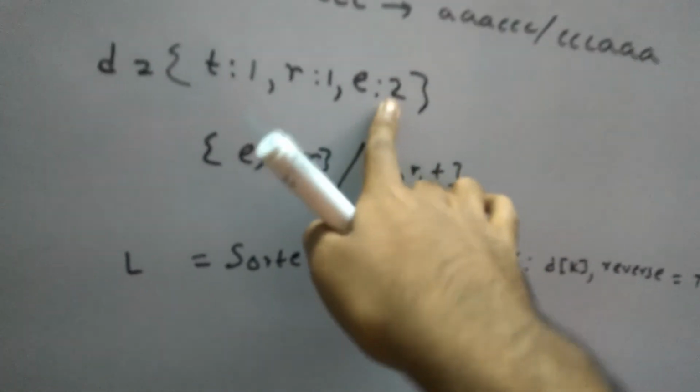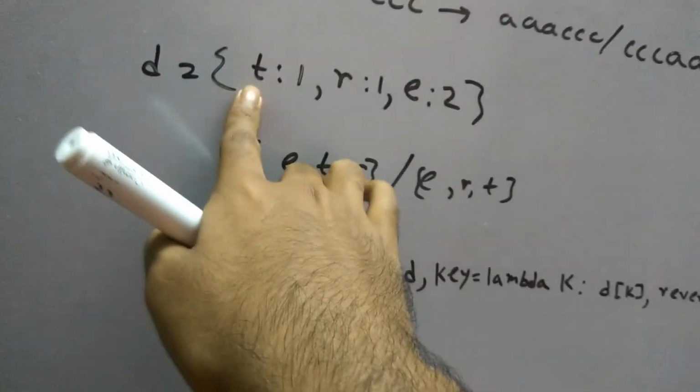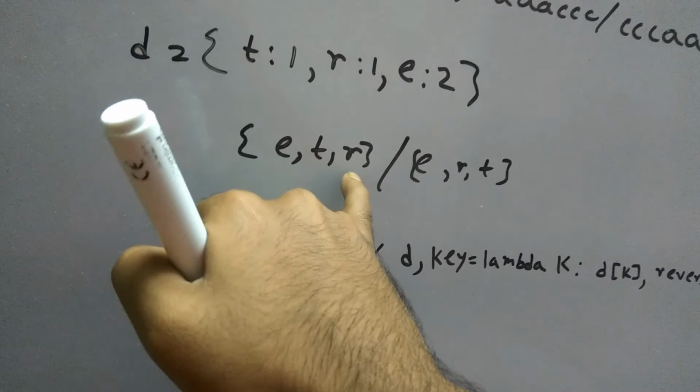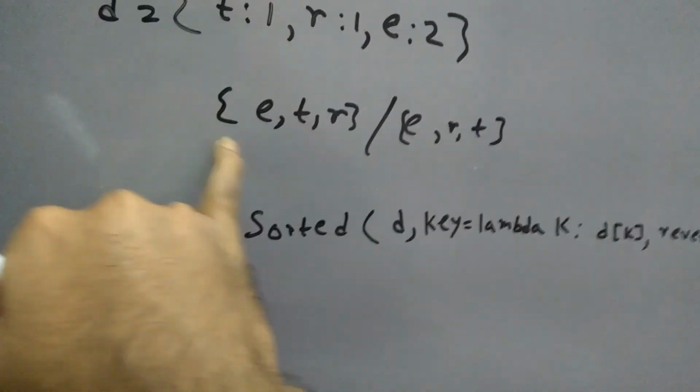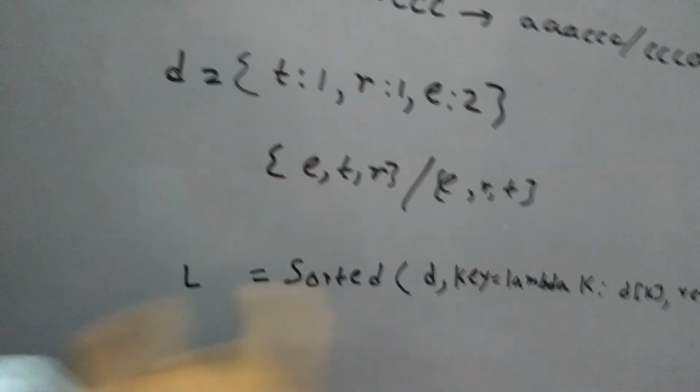E. So it would take E first, then it will put E in the list. Then it will take either T or R, then put it in the list, and the remaining one will be at the end, and it would return the whole list, and it would be stored in L. So after we get this list, then it's just a cakewalk.